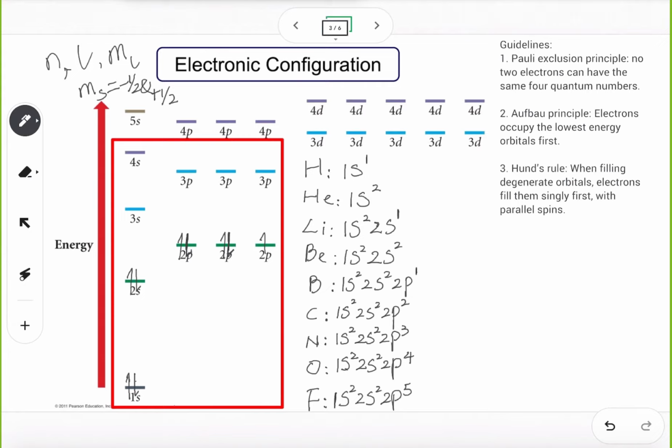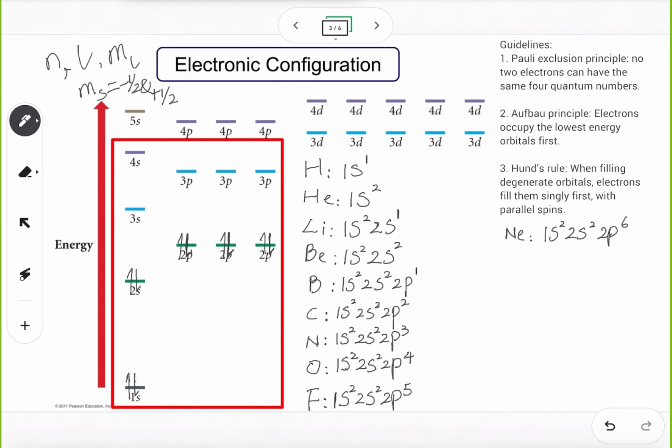The next element, neon. Neon has 10 electrons. So based on what we have here, we just need to find out where that 10th electron should go. Apparently, it should go to this third 2p orbital. So for neon, let me write it here. For neon, it's going to be 1s2, 2s2, and 2p6.